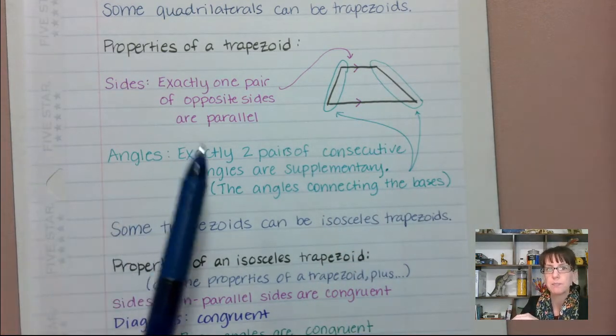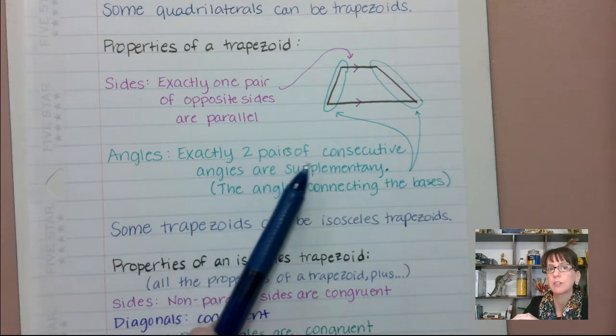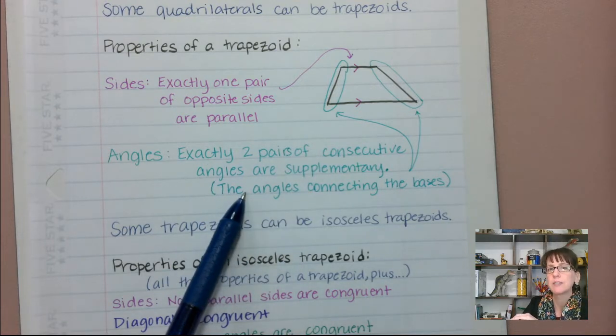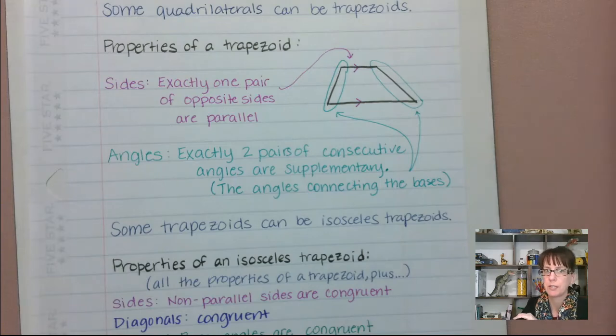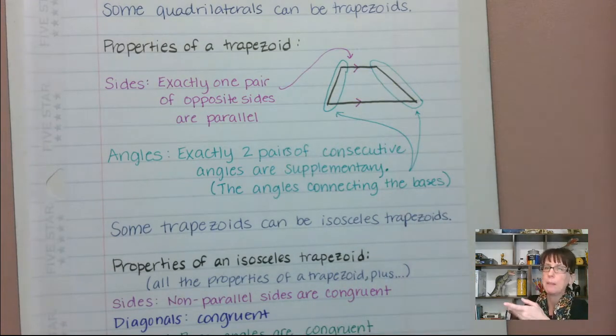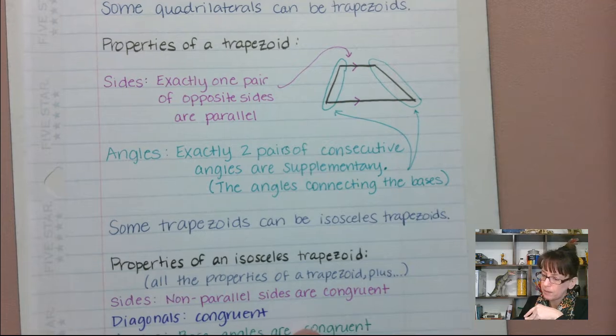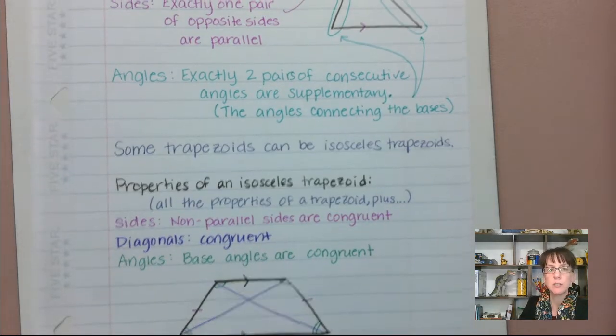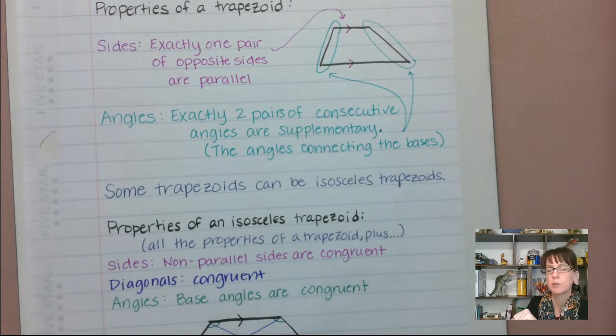And the angles, exactly two pairs of consecutive angles are supplementary. It's those angles that are connecting the bases, those are the ones that are supplementary. So I've gone ahead and circled those here. When we're talking about a trapezoid, the bases are going to be the two lines that are parallel. So those are the basics for a trapezoid.